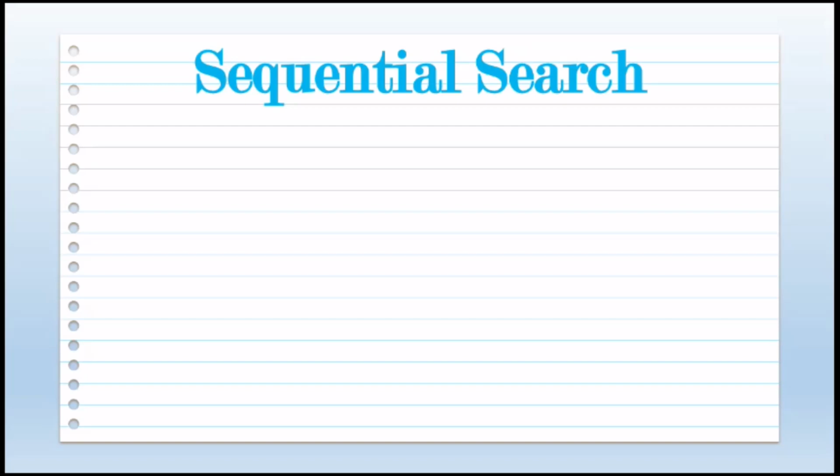Hello everyone. In this video, we will see one searching technique, that is sequential search. It is also called linear search because here we try to search a particular element in the list sequentially, that is one after another. So this technique is called sequential search.